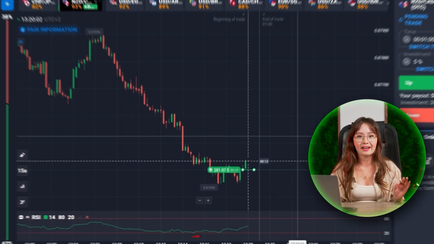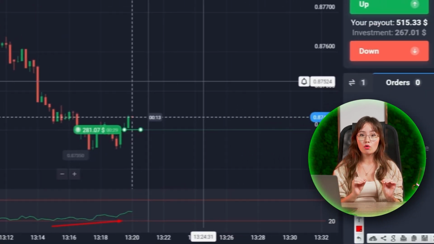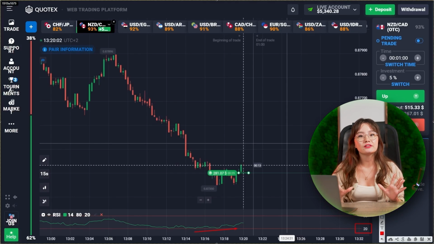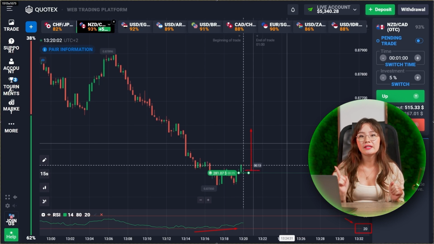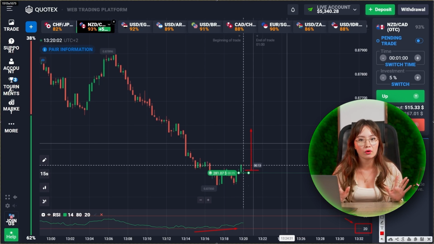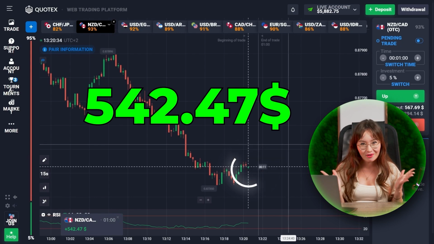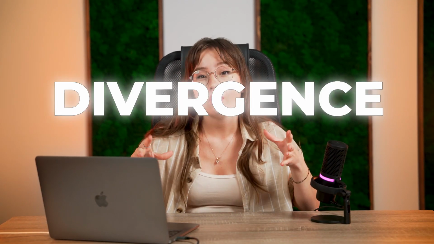The RSI line shows growth and is in the oversold zone. There is a two-factor signal and an upward trade. The trade lasted only a minute, so I didn't have to wait long, and I already made a profit. The signal I entered on is called divergence. On the indicator, I saw not only that it was in the oversold zone.